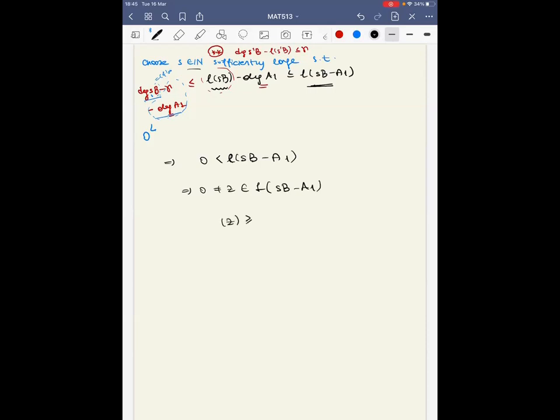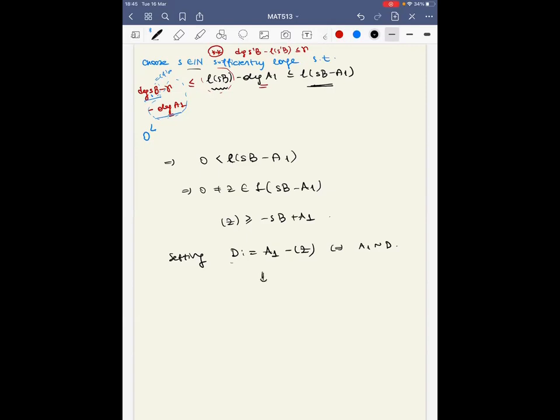That means the principal divisor of this function is bigger than or equal to SP minus SP plus 1. And by setting A1 minus Z, first by the equivalence of the divisor, this divisor is obviously equivalent to A1.